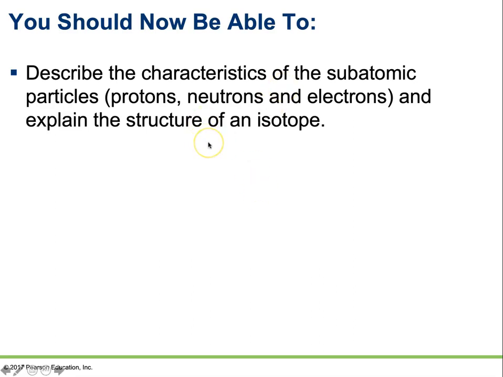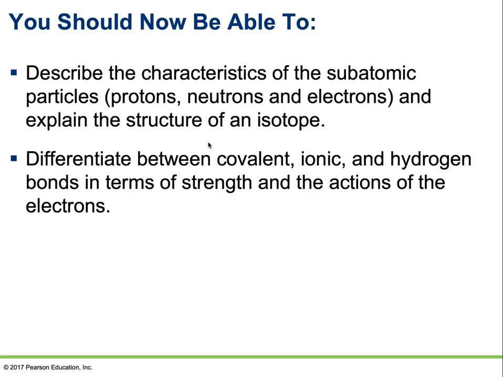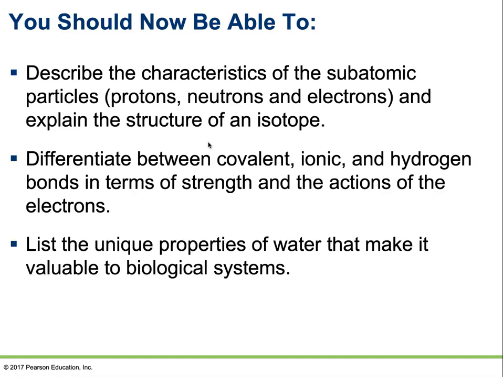So, at the end of this chapter, you should be able to describe the characteristics of the subatomic particles, protons, neutrons, and electrons, meaning I want you to know their location, mass, and charge. You should also be able to explain the structure of an isotope. How is an isotope different from a regular atom? You should also be able to differentiate between covalent, ionic, and hydrogen bonds. You should know how to differentiate them in terms of strength and also the actions of the electrons, meaning how are those bonds formed? How is a covalent bond different from an ionic bond? How is a polar covalent bond different from a non-polar covalent bond? You should be able to explain all of those.